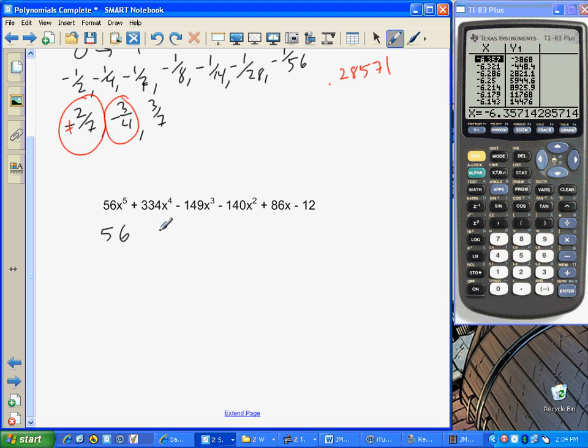So I'm going to have 56, 334, -149, -140, 86, -12. I'm going to be dividing out -3/4 first.